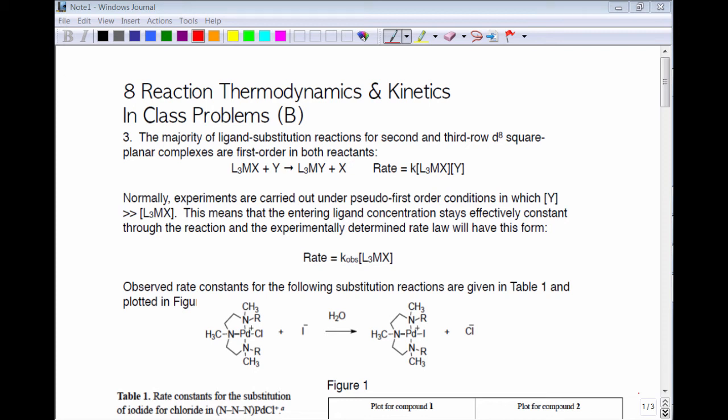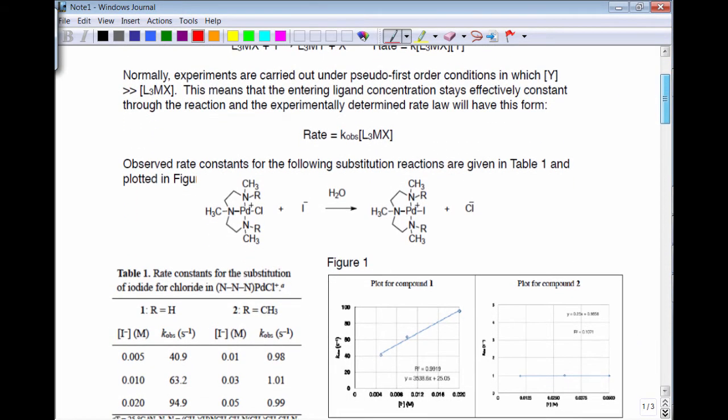Hi, this is just a quick video to help you to solve problem 3 on your in-class problem set 8B. So please read over this problem before you start. And once you've done that, you can look at the reaction that's shown here and the data.